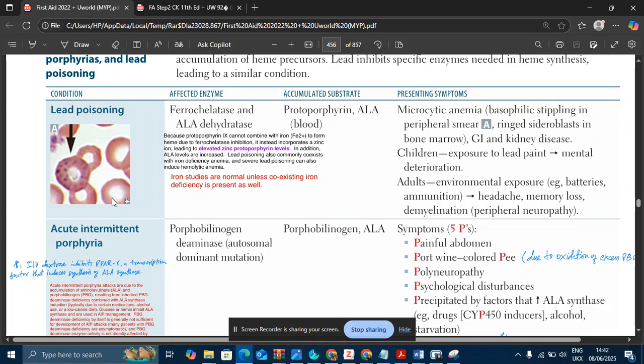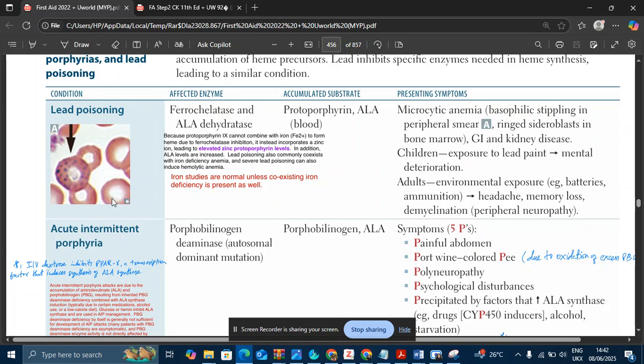It is very high yield, because in the scenario they give you a teenage boy who visited his grandma's house, and that house was built before 1978. Now he is having neuropsychiatric symptoms and a certain kind of anemia, and abdominal pain. And from D, you should remember wrist and foot drops. Again, a very high yield point you should remember for lead poisoning.